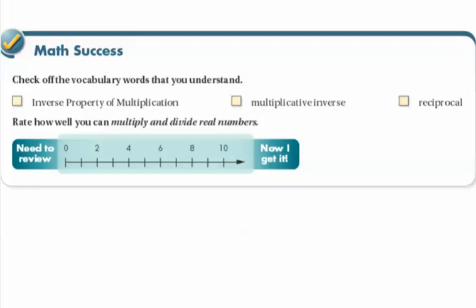If you don't, look it up and put it in your words to know. Make sure you know what the multiplicative inverse is. If you don't know what it is, put it in your words to know. And make sure you know what the reciprocal is. And if you don't, put it in your words to know. And then rate yourself how well you can multiply or divide.